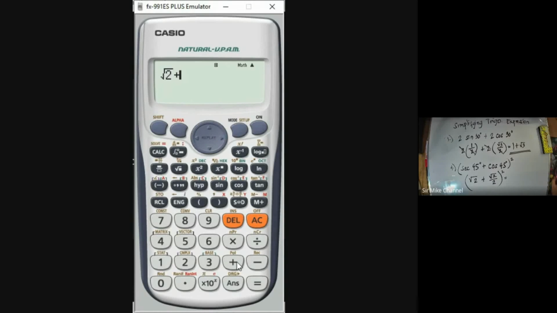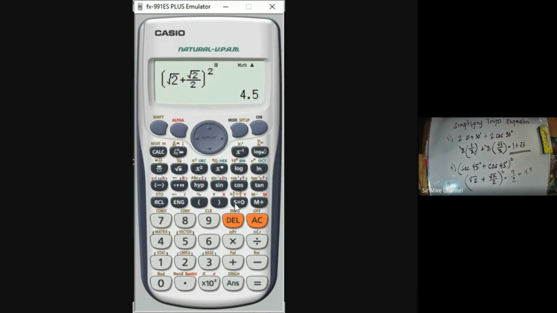Plus, yung fraction, square root of 2 over 2. Then, meron tayong parenthesis. Kung makalimutan ang parenthesis, oops. Ayan. Then, meron tayong squared. Equals 9 square root of 2. Yan po yung sagot natin, 9 over 2 or 9 divided by 2, so 4.5.